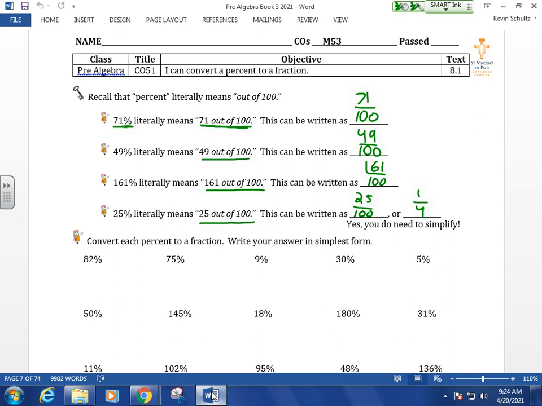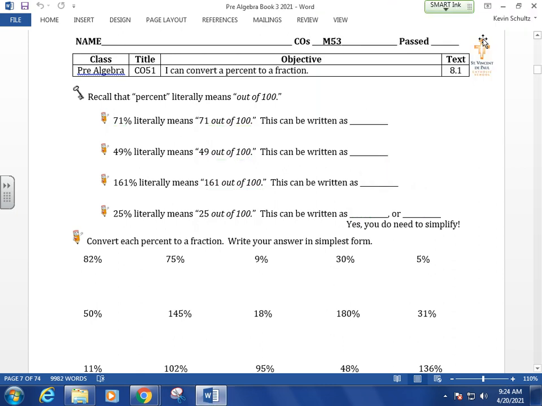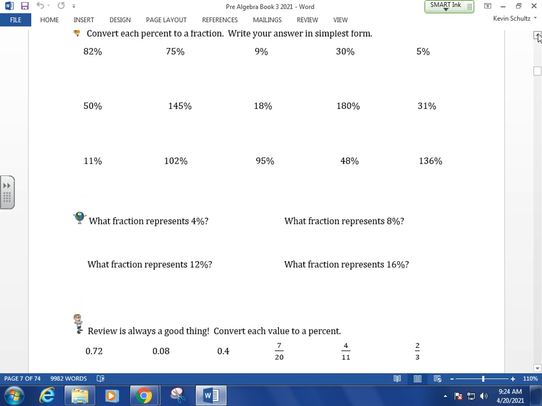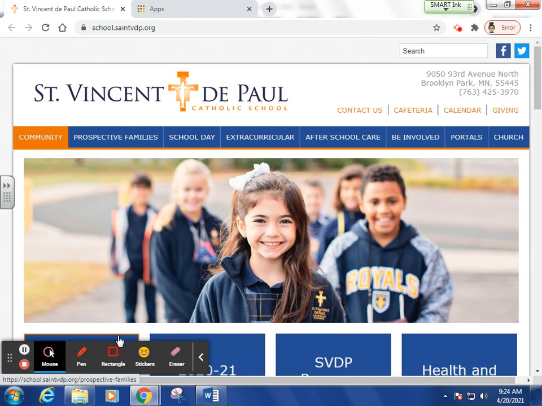So in the next 5 or 6.5 minutes, I would like you to work through this page, convert each percentage to a fraction, write your answer in simplest form, and then we will talk about it in about, like I said, 5 or 6.5 minutes. And the rest of the page, including the real world down at the bottom, and including the review at the bottom as well. The review section, you're converting a decimal to a percentage and then a fraction to a percentage like we did in 49 and 50. So we will talk again shortly. Work through this page and we'll go over answers in a little bit.